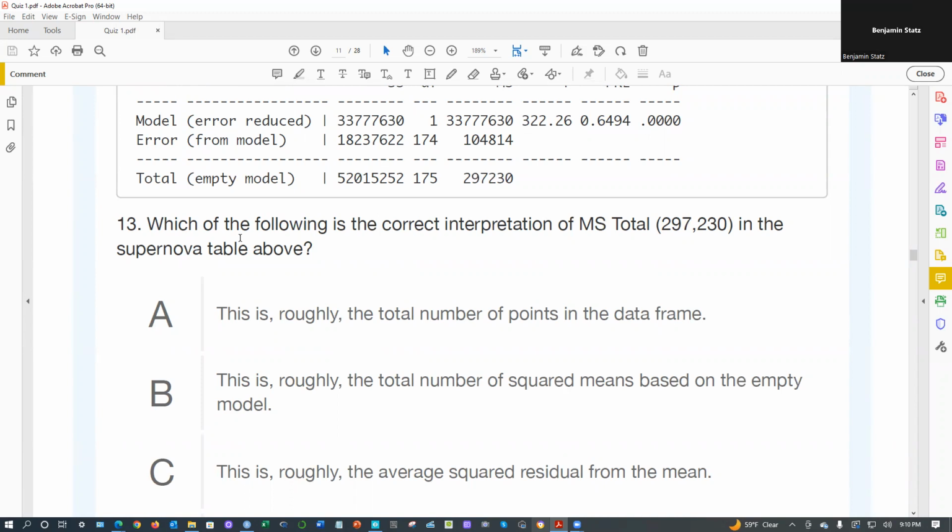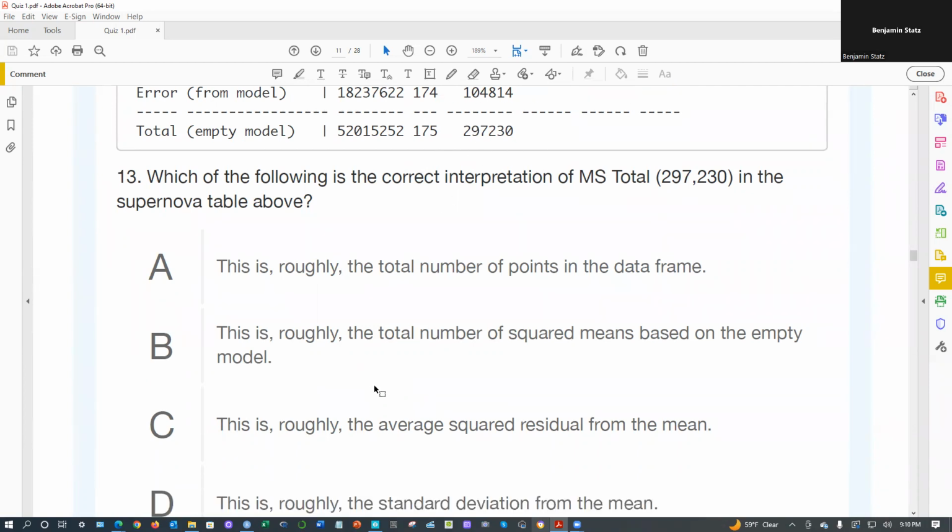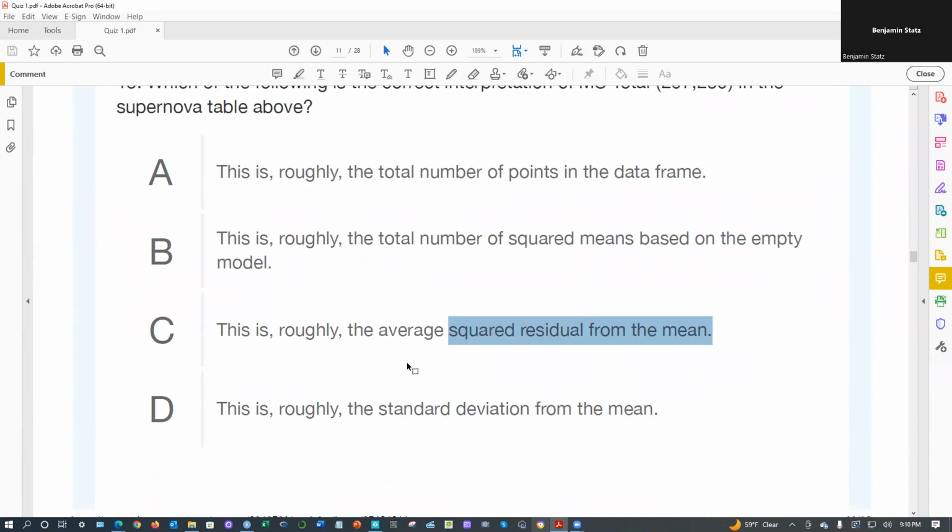Okay. So from that one, if you divide by the degrees of freedom, any number becomes the average. So that is nothing but the average squared residual from the mean. The sum of squared residual from the mean has been averaged. That's the average.